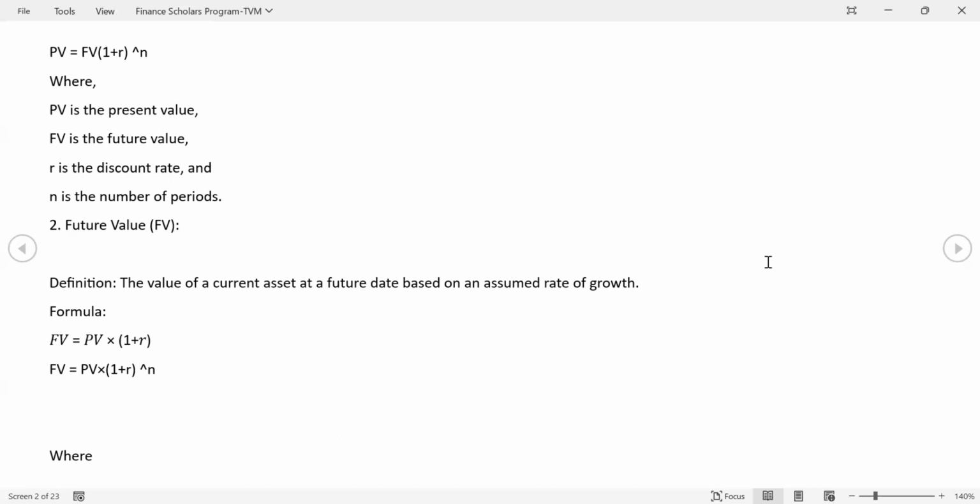Okay, a particular rate. So future value is equal to present value times 1 plus r, in a case where it's just one year. The future value is equal to the present value times 1 plus r to the power n, in case the number of years is like 10, 5, 3, okay.